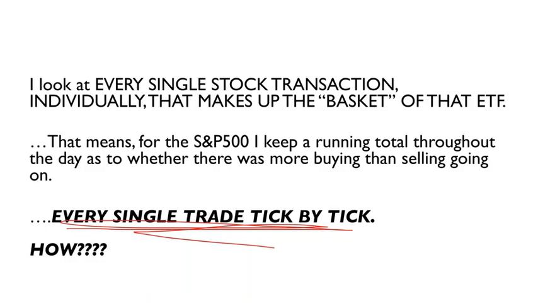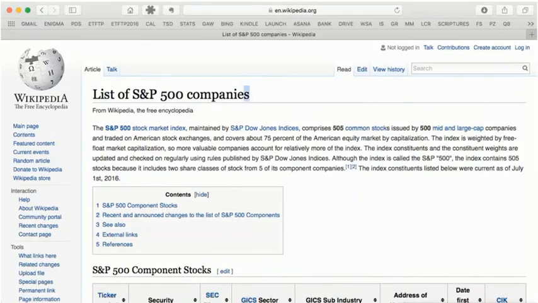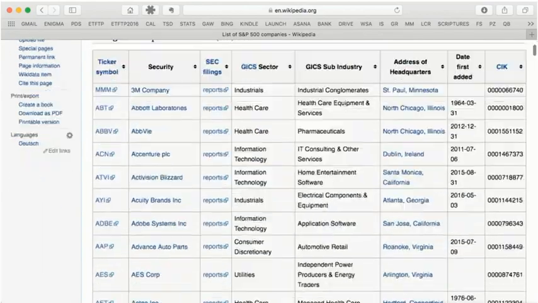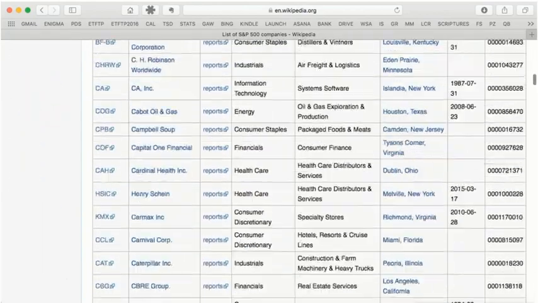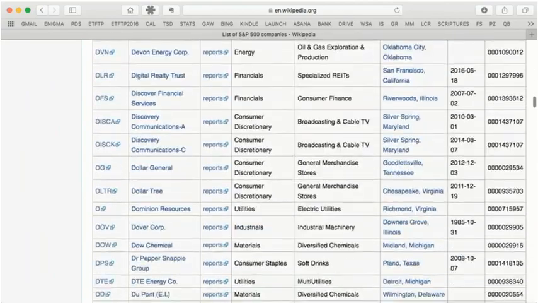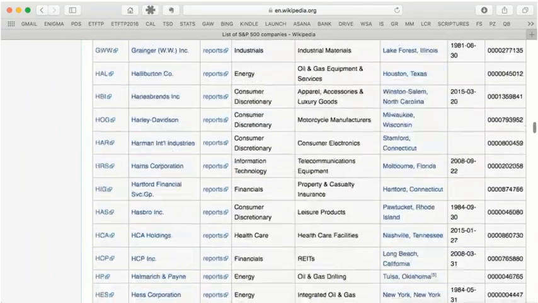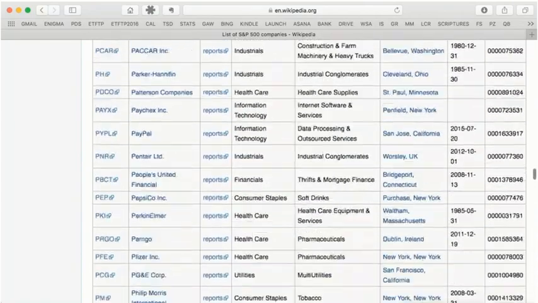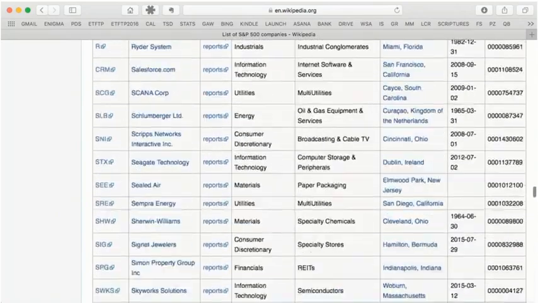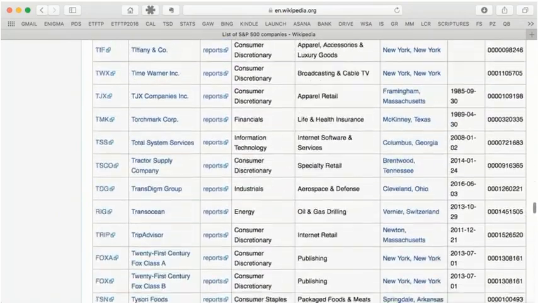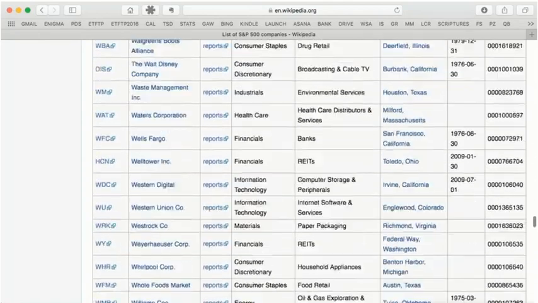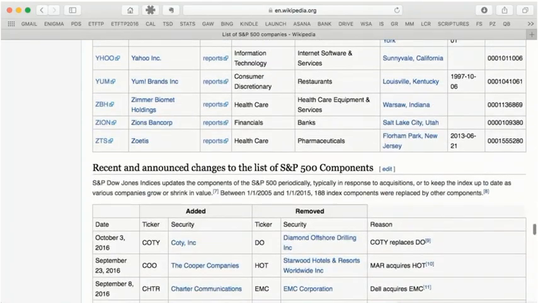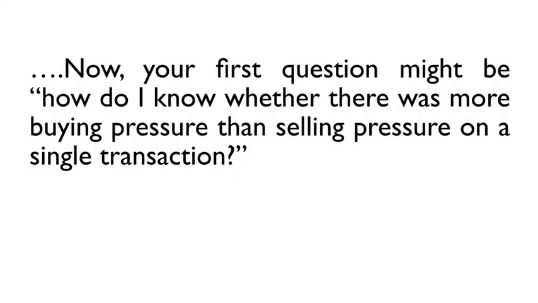While you noodle that, remember, we're talking about the S&P 500 companies, everything from Alphabet, Baker Hughes, Berkshire Hathaway, Citrix. These are companies that trade hundreds of thousands or millions of shares a day individually. And we're tracking every single trade on every single one of all 500 of them. So what are we doing? What would we be looking for? What would appear in the data that would let us know if there's more buying or selling pressure on a single transaction? Anybody have any ideas?